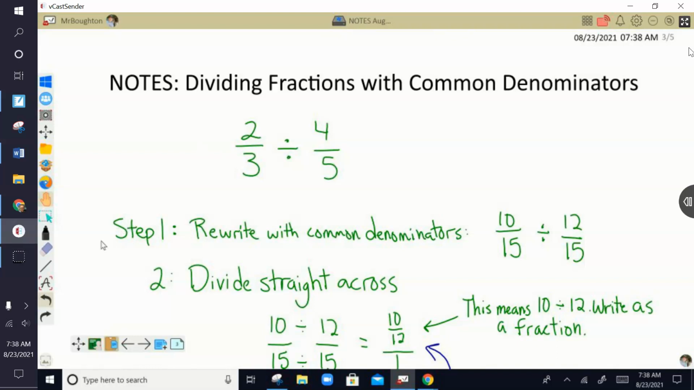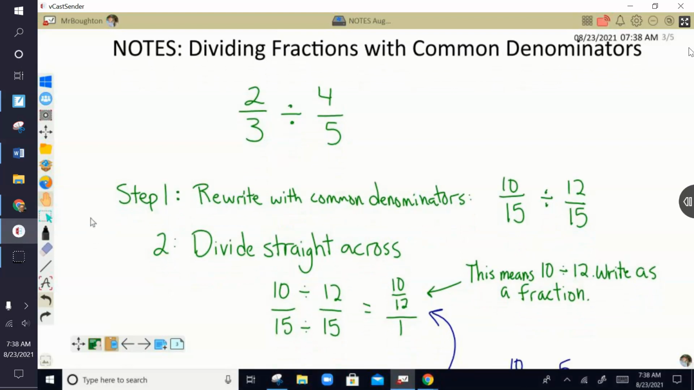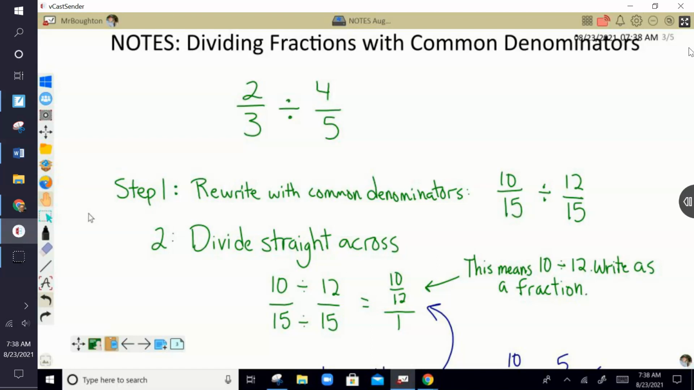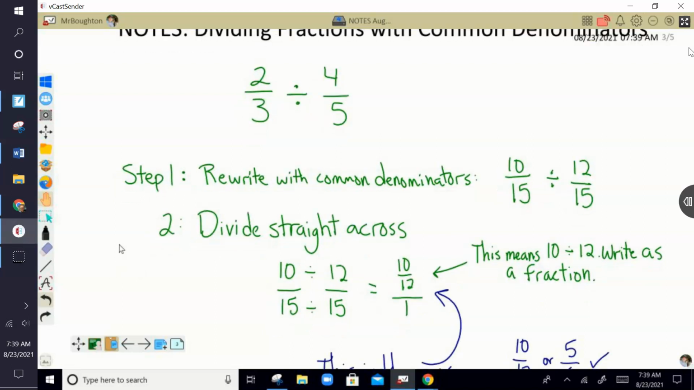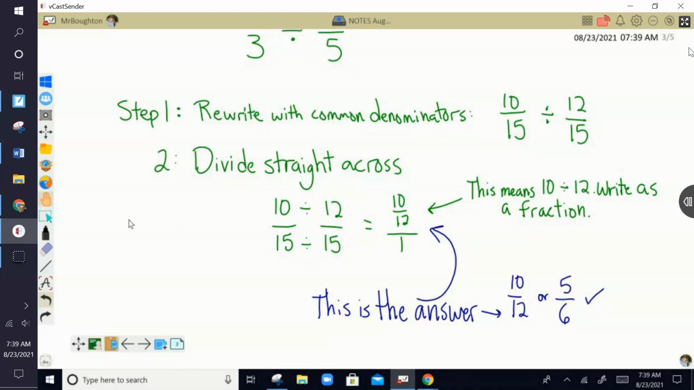We see step one, we just want to rewrite both of the fractions, whether they're whole numbers or mixed numbers, we want them to have common denominators. So we rewrote 2/3 and 4/5 with common denominators, as you see right here. I'm not going to go through that process, but we should kind of know how to do that already. Basically, we just divide straight across. 10 divided by 12 and 15 divided by 15.